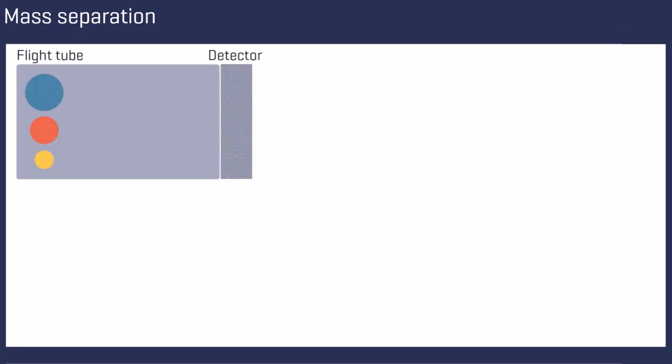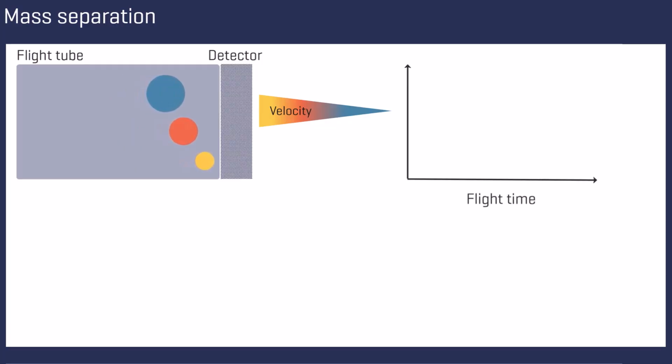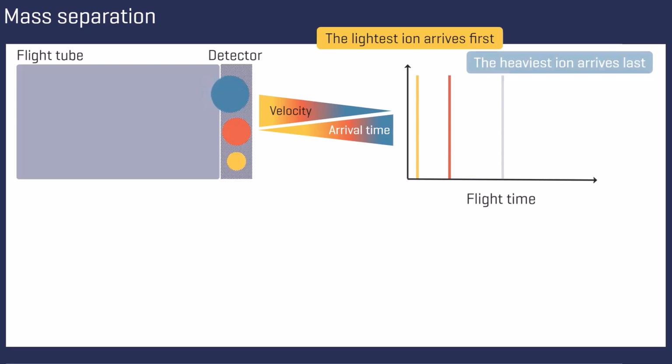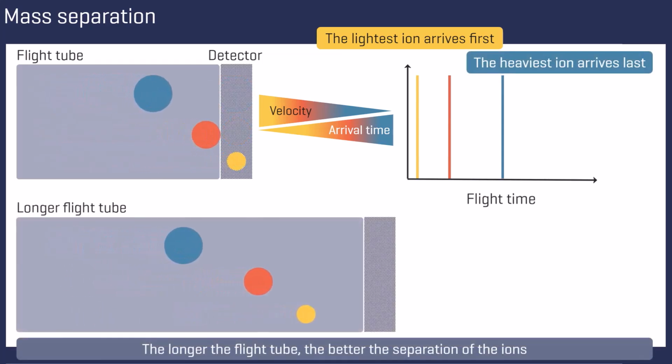So how are the different masses effectively separated? Remember, the three ions have different masses, but receive the same kinetic energy. As a result, the ions will have different velocities within the field-free drift tube. The lighter, that is the yellow ion, travels faster and gradually pulls ahead in the race to the detector. At the detector, the arrival of the ions is recorded. The lighter ion arrives first, followed by the middle-sized red ion, while the heavier blue ion takes the longest to reach the detector. The longer the flight tube, the better the separation of the ions.